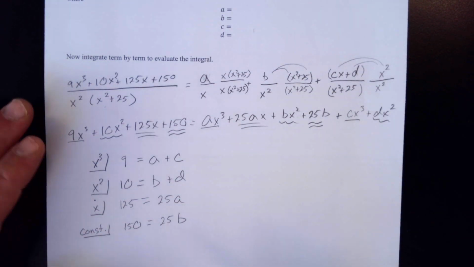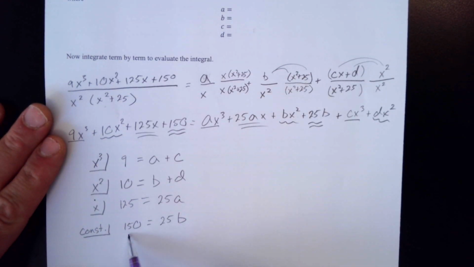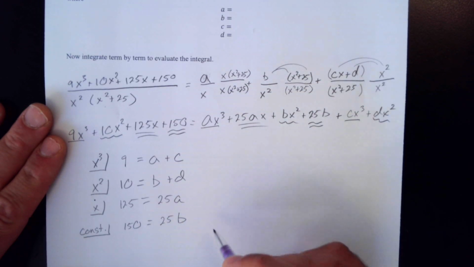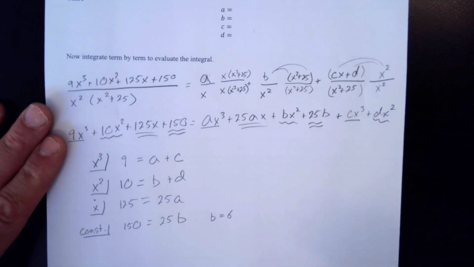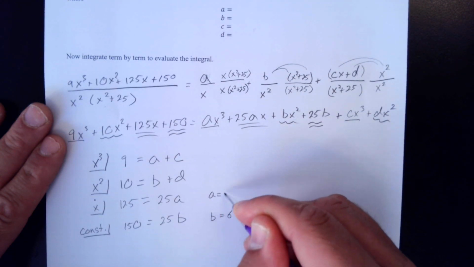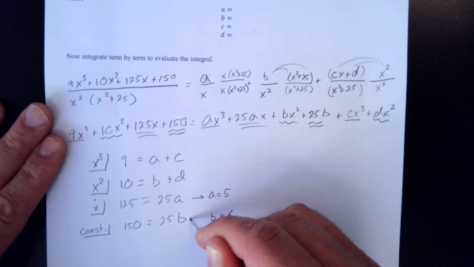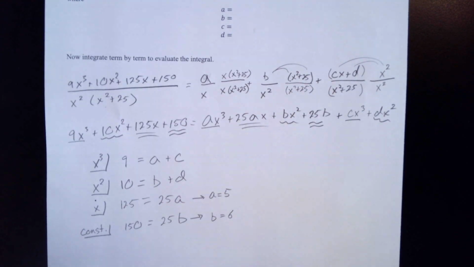Let's see, for instance, what would b be to make this true? How many quarters do I need to have $1.50? Well, I would need 6. So b would equal 6. Similarly, how many 25s would I need to have 125? Well, a would equal 5. Sometimes it requires a little more work to get these, but these ended up being quite nice.